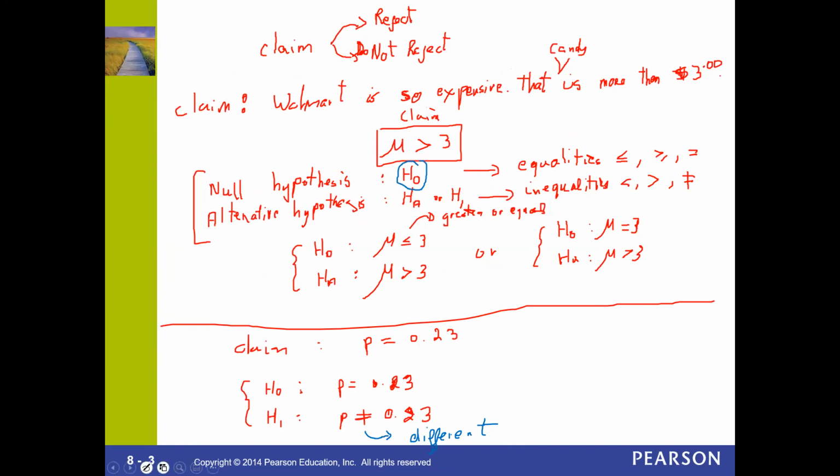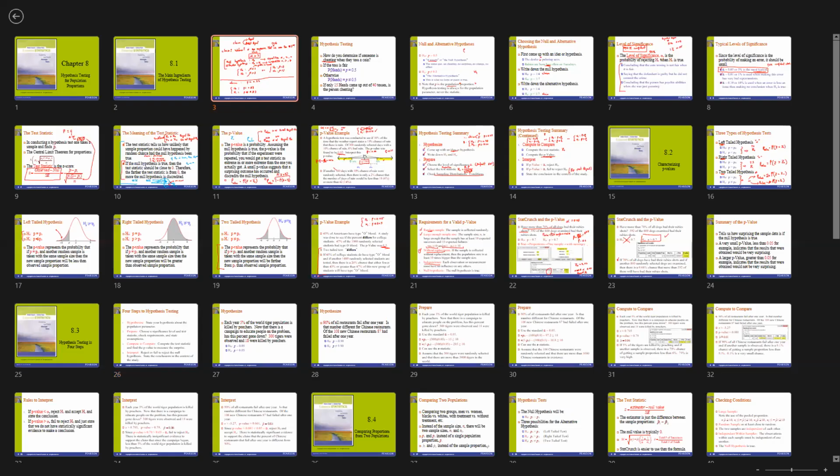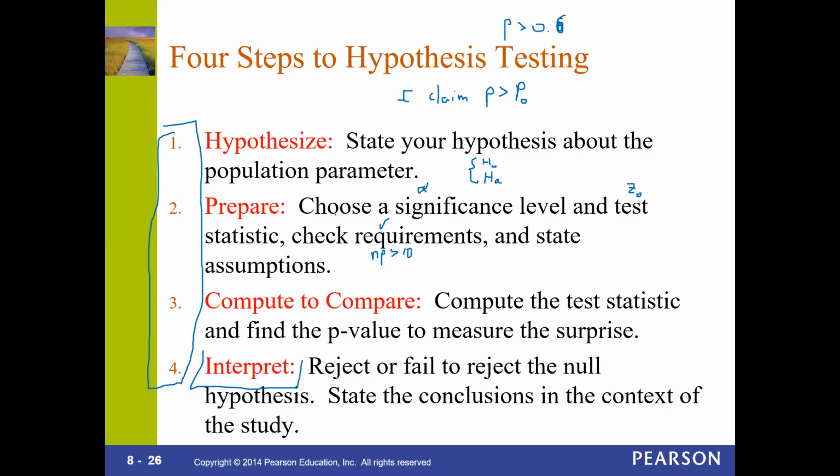So if you say different, we have to use that symbol. Okay, now the next step was to, let's see, where was I? You say choose a significance value. Now, they didn't tell you anything about alpha. We're going to assume alpha to be 0.05.